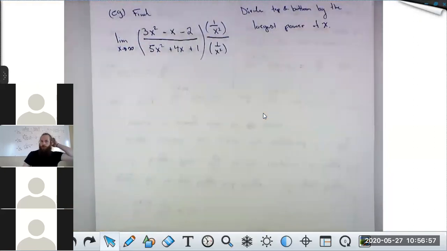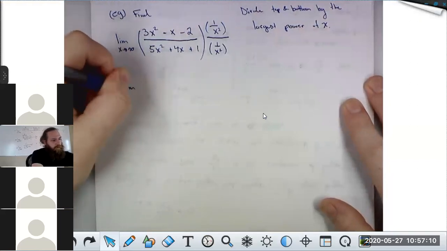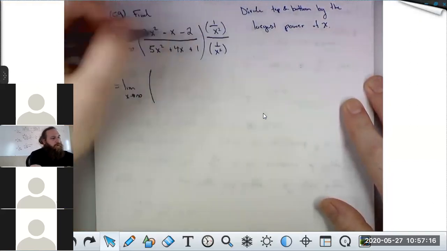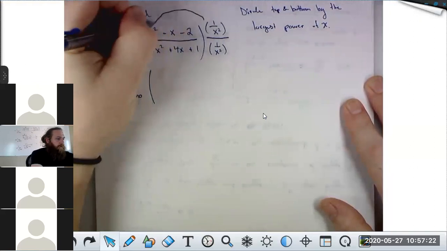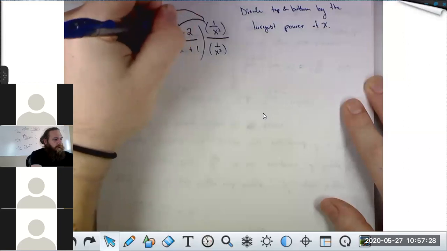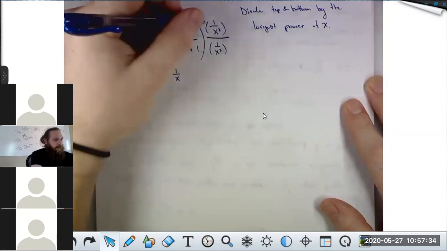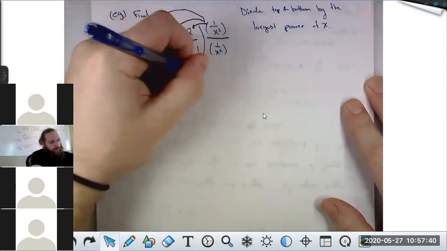So I look for the largest power of x showing up anywhere in my original function, and I divide the top and bottom by that. When I do that, I get the limit as x goes to infinity. I'm going to distribute this 1 over x squared across the top. 3x squared times 1 over x squared is 3. Minus x times 1 over x squared is minus 1 over x. And minus 2 times 1 over x squared is minus 2 over x squared.